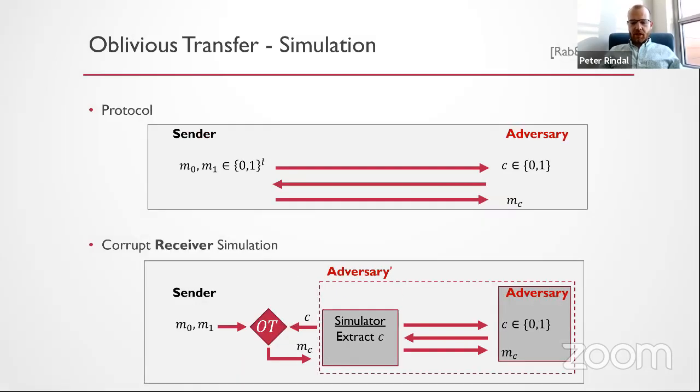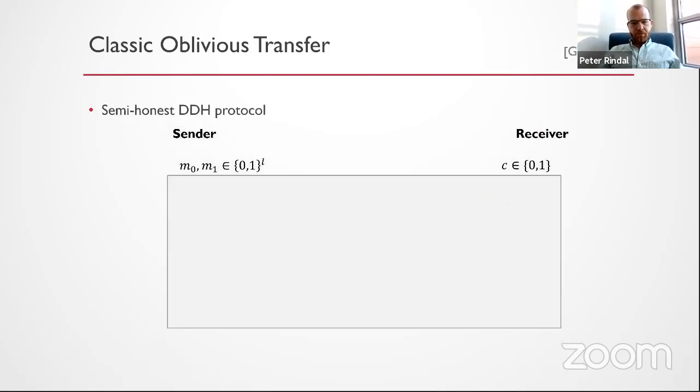And similarly, when we consider a malicious receiver, instead of extracting the two messages, we now need to extract what their choice bit C is, and then forward this to the ideal OT functionality, and we get back the message M_C. Then the simulator has to forward that back to the adversary in some way, without the adversary being able to tell that this is happening. So this is what it means for something to be secure in the simulation-based paradigm.